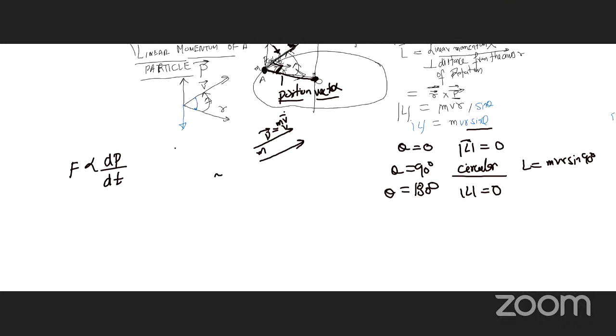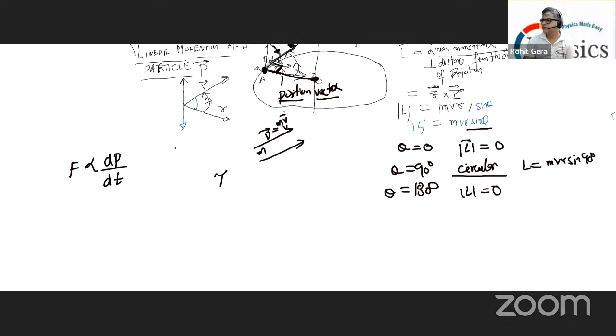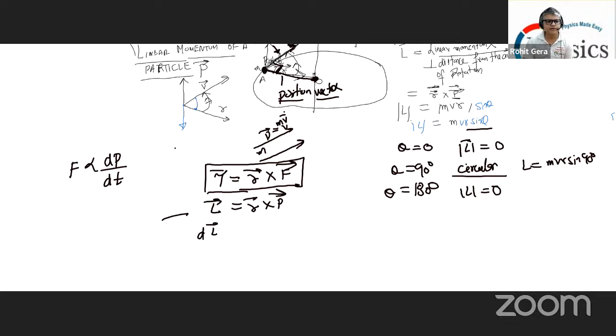Unit of torque is newton meter, force into arm. So earlier we have written torque as R cross F. This is your torque. And angular momentum is given by R cross P. If you differentiate both the sides of this, dL by dt is equal to d by dt of R cross P.